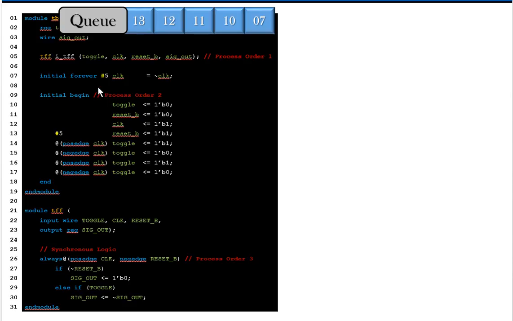We go down and we say, is anybody else starting at time zero? Yes, line 10, line 11, line 12, and line 13. So we add those to our queue. Now let's see if this has any impact. Let's see what this looks like.